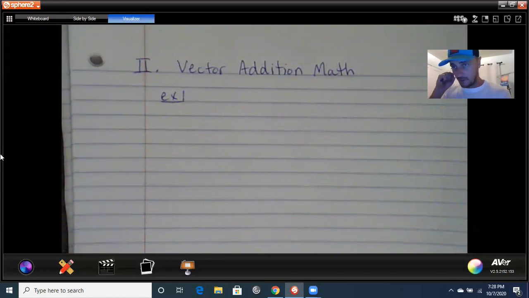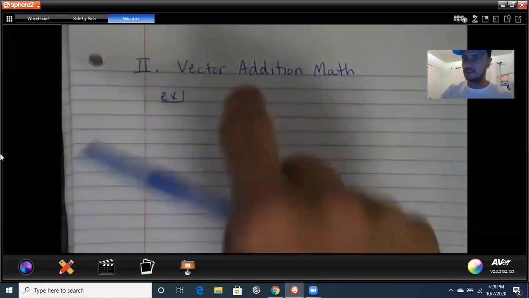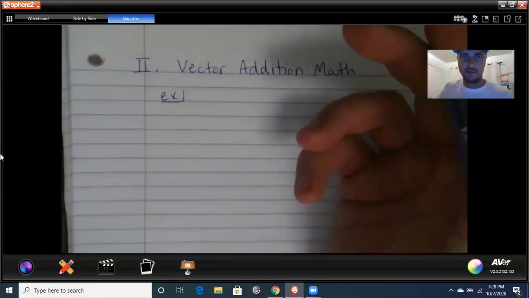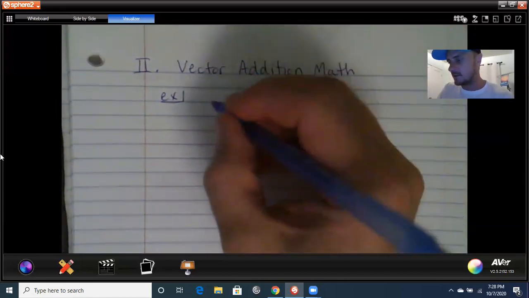So remember, vector addition can be used for displacement vectors. It can be used for velocity vectors. It can be used for force vectors. This method that you're learning right now can be used for any type of vector quantity. So let's use displacement. That's usually the easiest way to start.